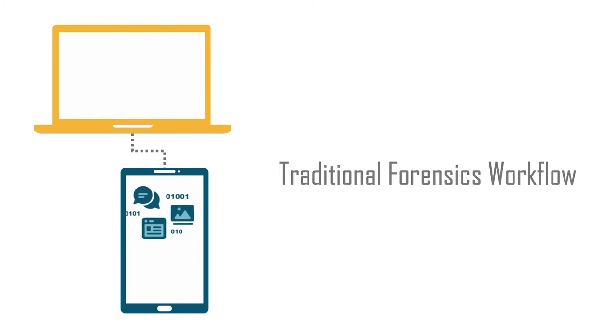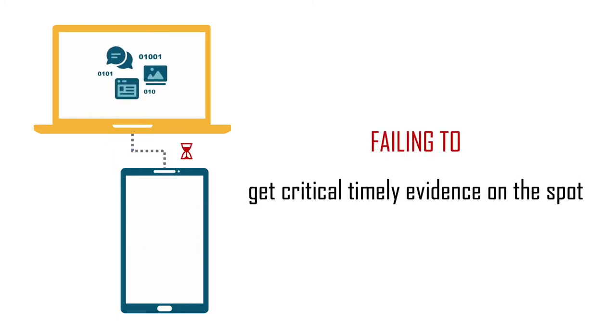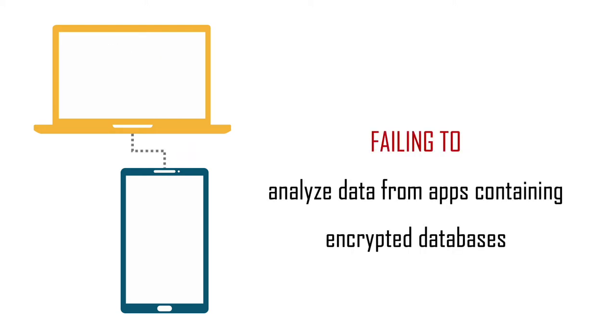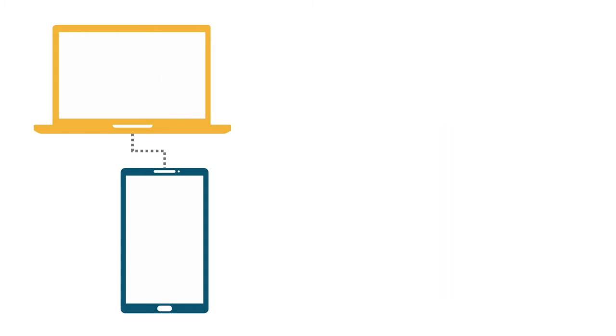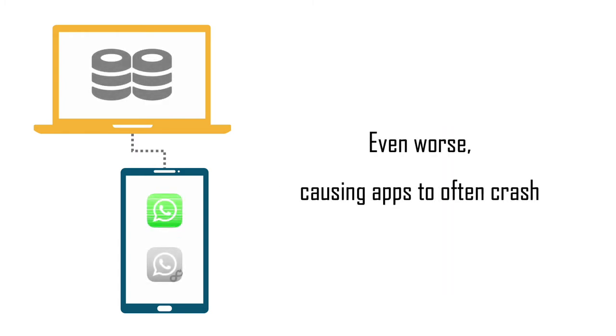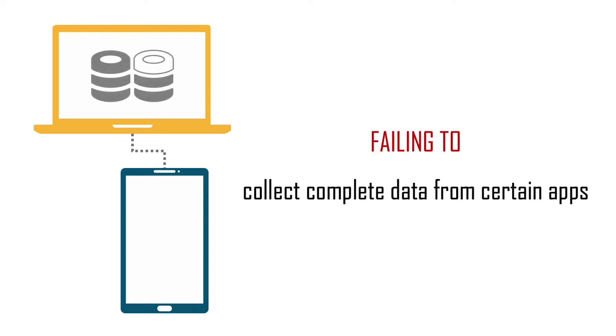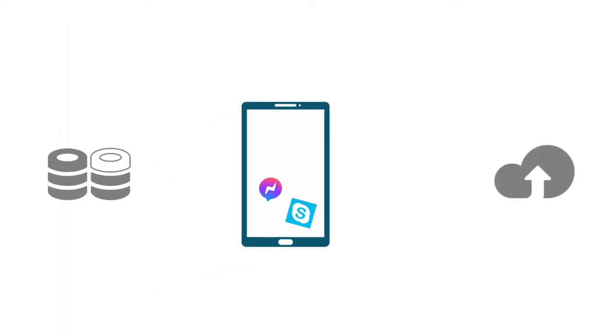First, failing to get critical, timely evidence on the spot. Second, failing to analyze data from apps containing encrypted databases or when in unknown formats. And even worse, causing Android apps to often crash after the complicated process of downgrading them for analysis. And third, complete data cannot often be successfully collected from certain apps, such as Skype or Messenger, since they tend to store their data on the cloud, but not in their local databases.